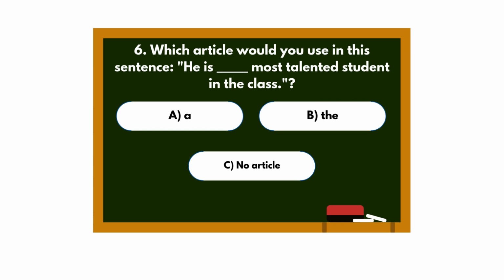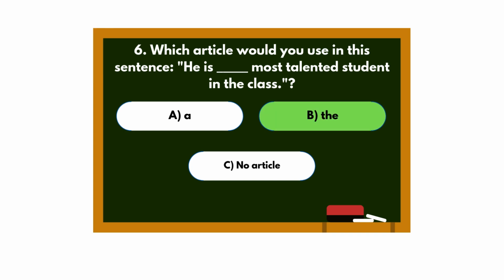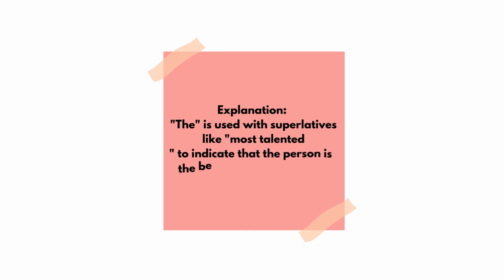Question number 6. Which article would you use in this sentence? He is blank most talented student in the class. Option A, a, option B, the, option C, no article. The correct answer will be option B, the. Explanation: the is used with superlatives like most talented to indicate that the person is the best in a specific group.